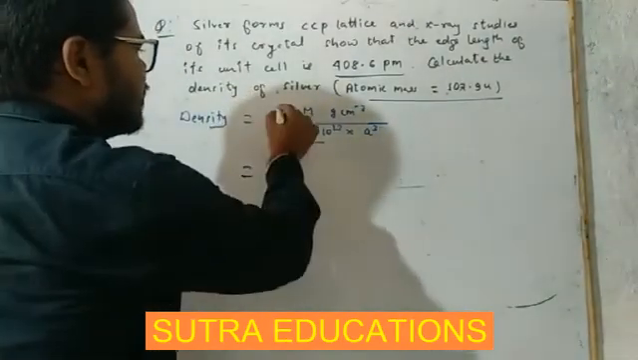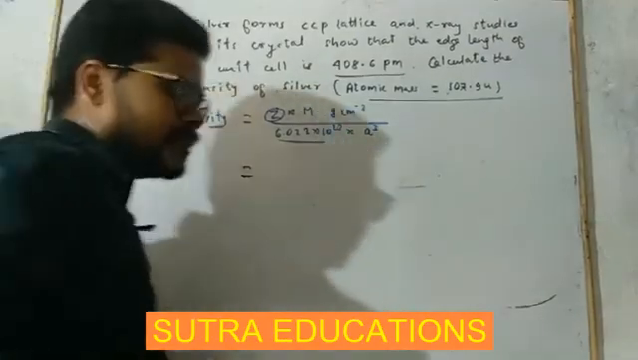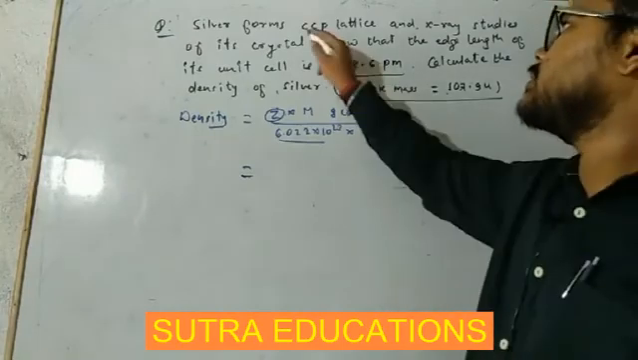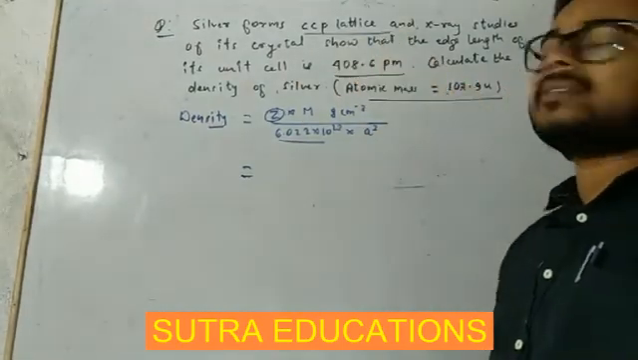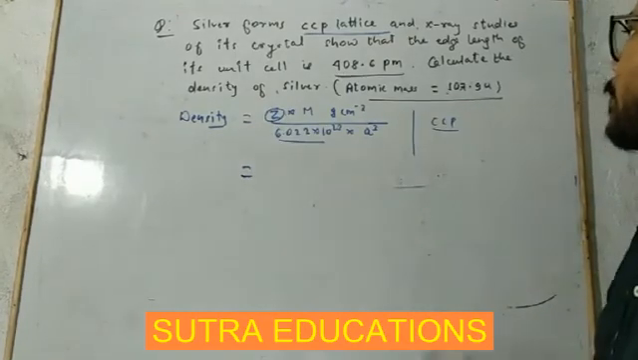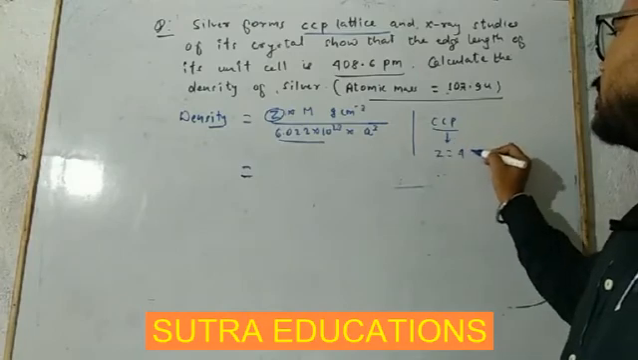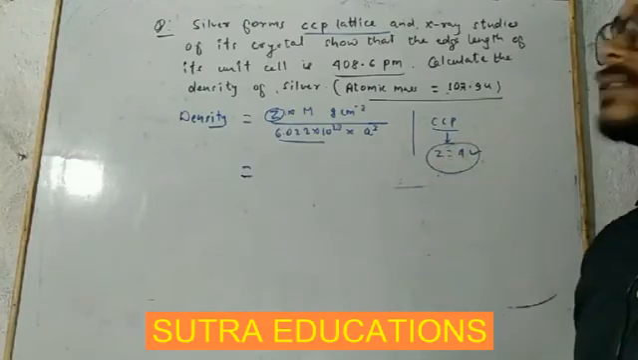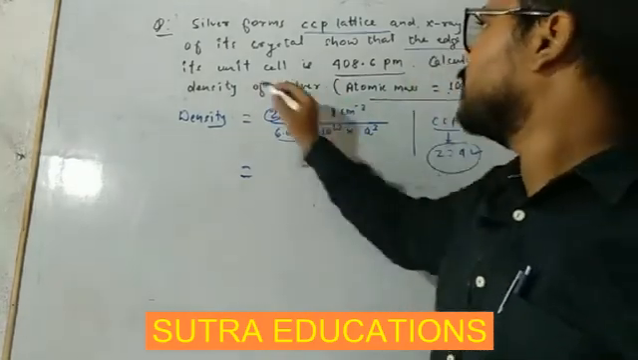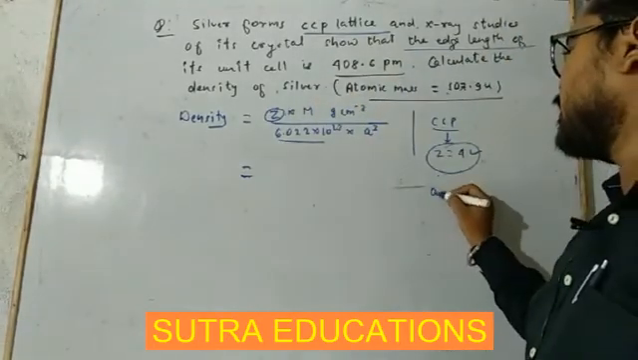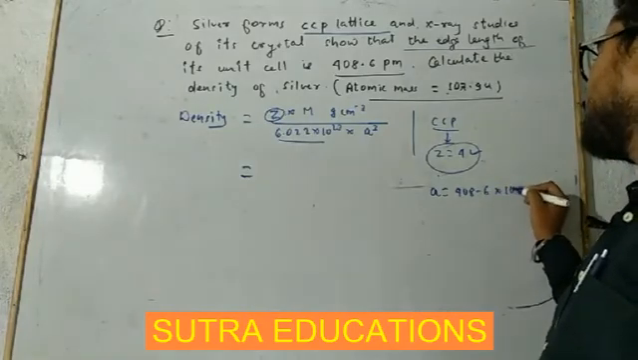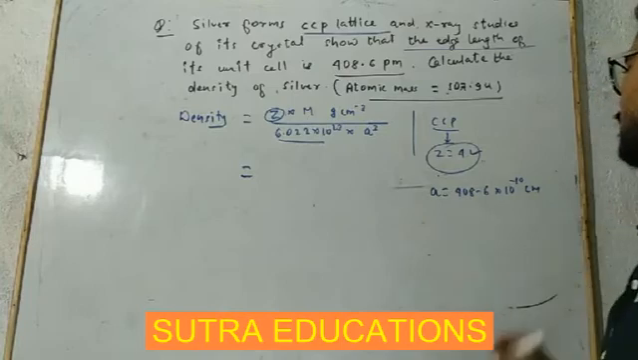So Z is effective number of atoms, means total number of atoms present. So silver forms CCP lattice. Okay, so if it is forming CCP lattice, so in CCP cubic closed packed lattice, Z comes out to be 4. So Z is equal to 4 in this case. Okay, and edge length is given 408.6 picometer. A is given as 408.6 into 10 to the power minus 10 cm.